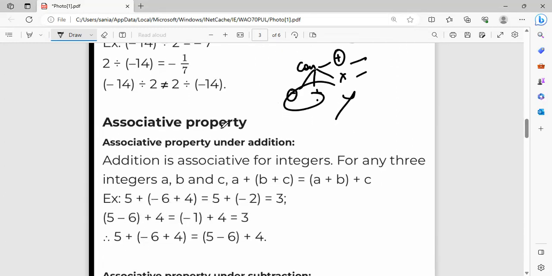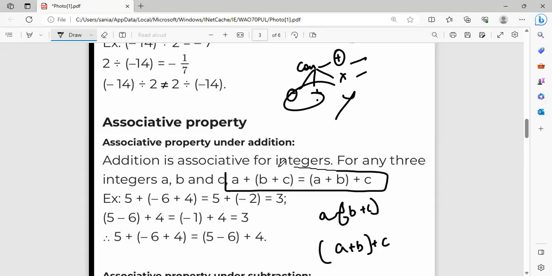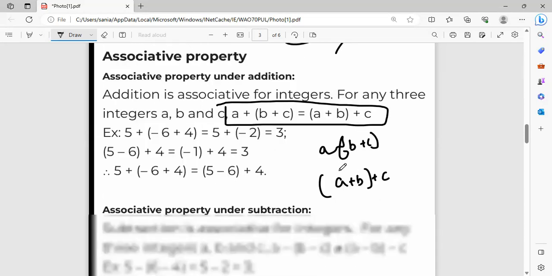Now the associative property. Over here, basically you have to make an association, right? So it should be like this: A, and inside it is B plus C, right? Or you can make it like this: A plus B, and outside you can keep C. Clear? So in addition, this is possible. No matter whether you write it as A plus B plus C, or A plus B, C, it will give you a solution.